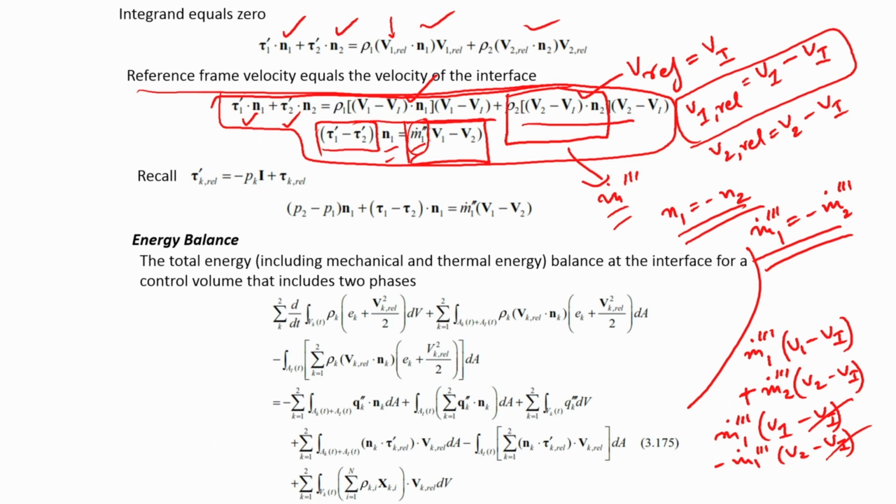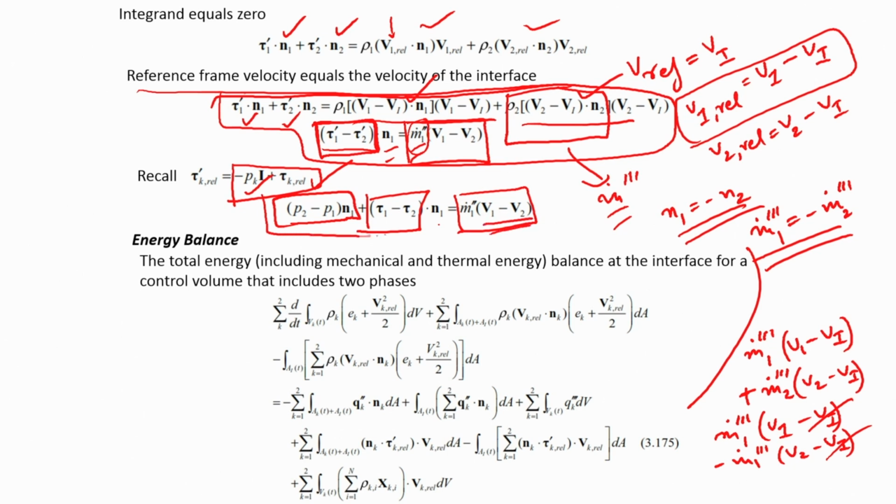Okay. And on the left hand side we have the difference in the shear stress. Now, as we know, the total shear stress is given by P and the corresponding shear stress for each phase. If we substitute this, it becomes (P2 minus P1) times N1 plus (tau2 minus tau1) dot N1, which is equal to m1'' multiplied by (V1 minus V2). So, that is the interface condition that you will get if you deal with the interface from the momentum part of the interface.